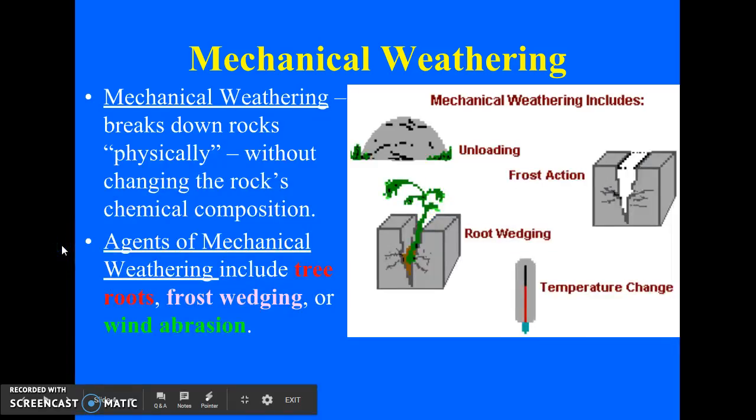So mechanical weathering. Mechanical weathering is going to break down rocks physically without changing the rock's chemical composition. Now, I want you to imagine if you had the task given to you of busting up rock with a hammer. You strike, the rock breaks up. You didn't change the rock chemically, but you changed the shape of the rock mechanically, through a physical process there. Physically, you changed it through a mechanical process.